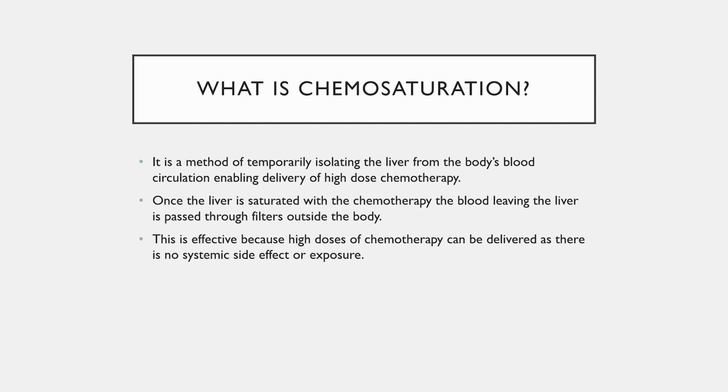So chemosaturation, I don't know how much people know in the audience, it's for patients who have got the primary area of disease, but unfortunately it's spread to the liver. The idea is we need to isolate the liver and just treat the liver itself to avoid giving chemotherapy to the rest of the body.